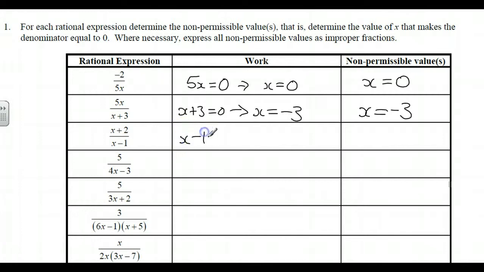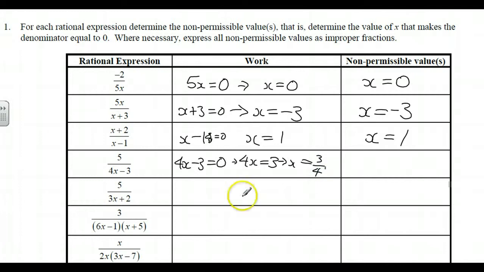So here, it's x minus 1 equals 0, or x equals 1. 4x minus 3 has to be equal to 0. So 4x has to be equal to 3. And x is equal to 3/4. Now my fast way of doing that is take this with the opposite sign and put it over this. So this will be positive 3 over 4. And that's x equals 3/4.